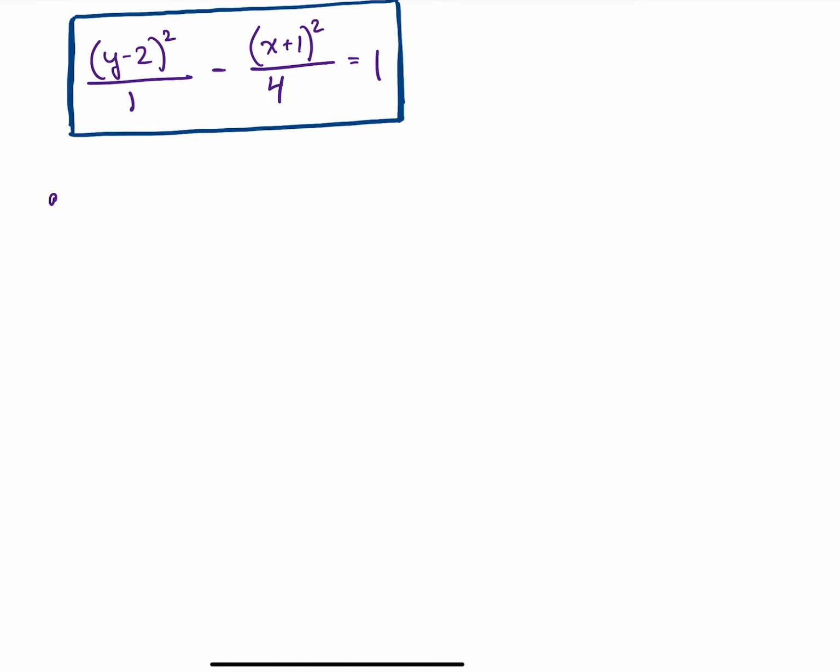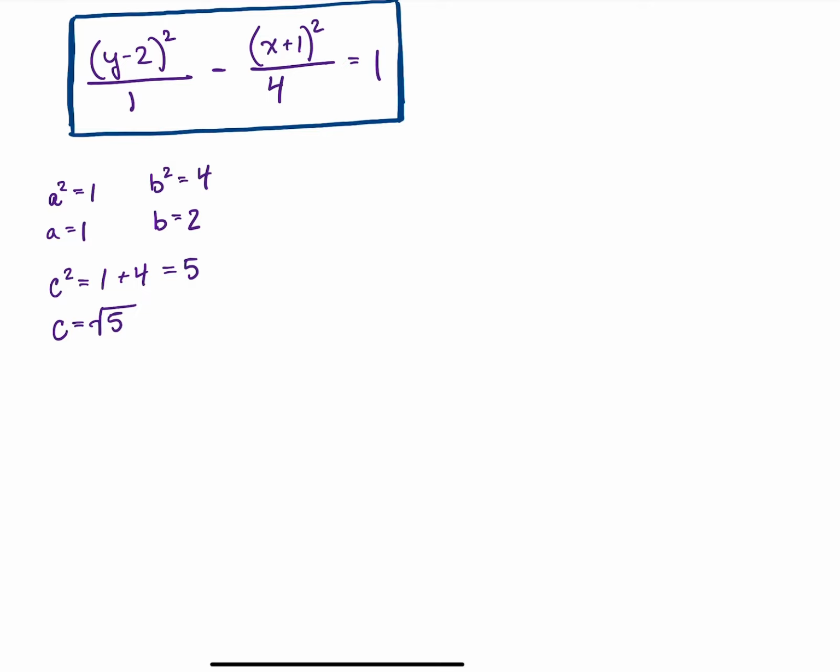So our a value, a squared is 1, so that means a is equal to 1. B squared is 4, so that means b is equal to 2. It's starting with y, so that tells me it should open up and down. Let's find our c value. C squared is a squared plus b squared, so 1 plus 4, which is 5. So c will be the square root of 5. That'll help us identify the focus points.